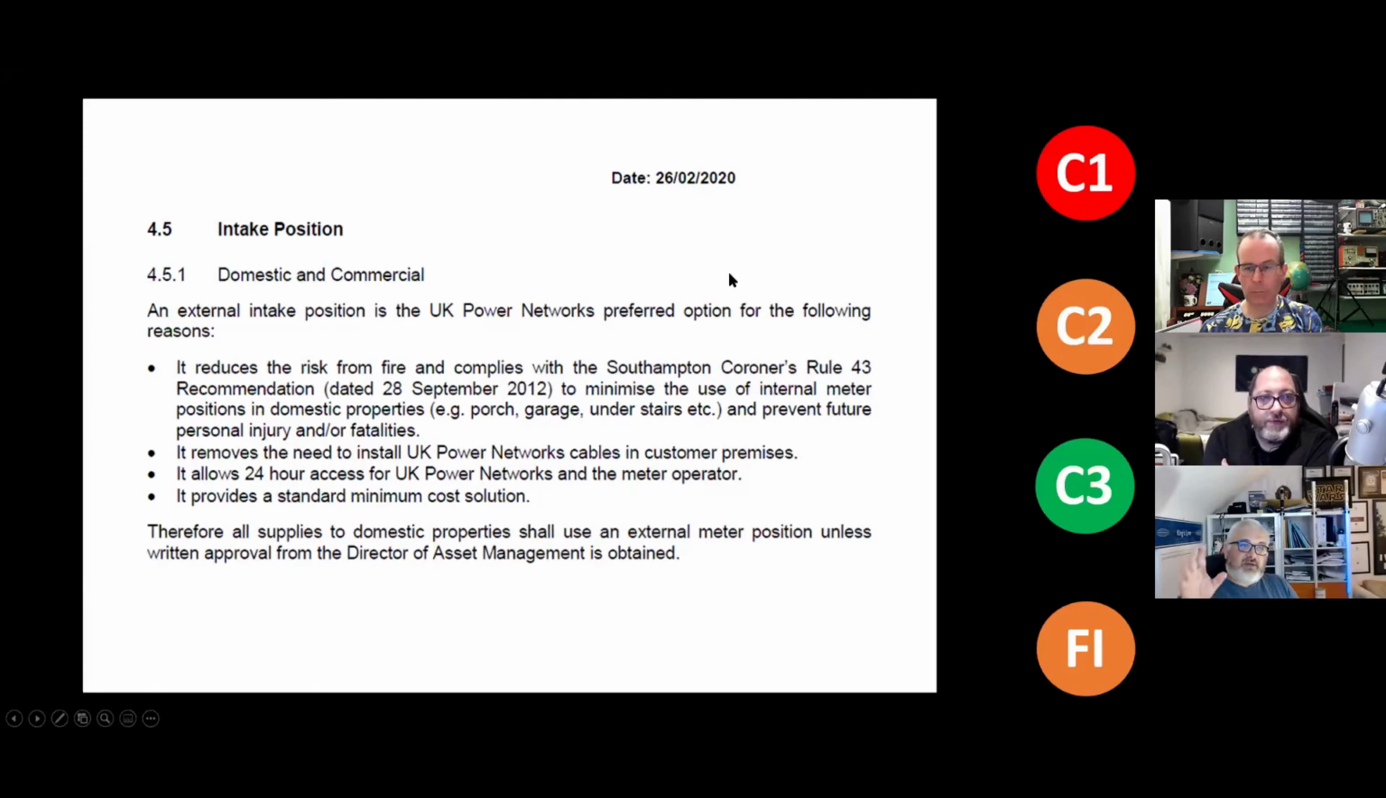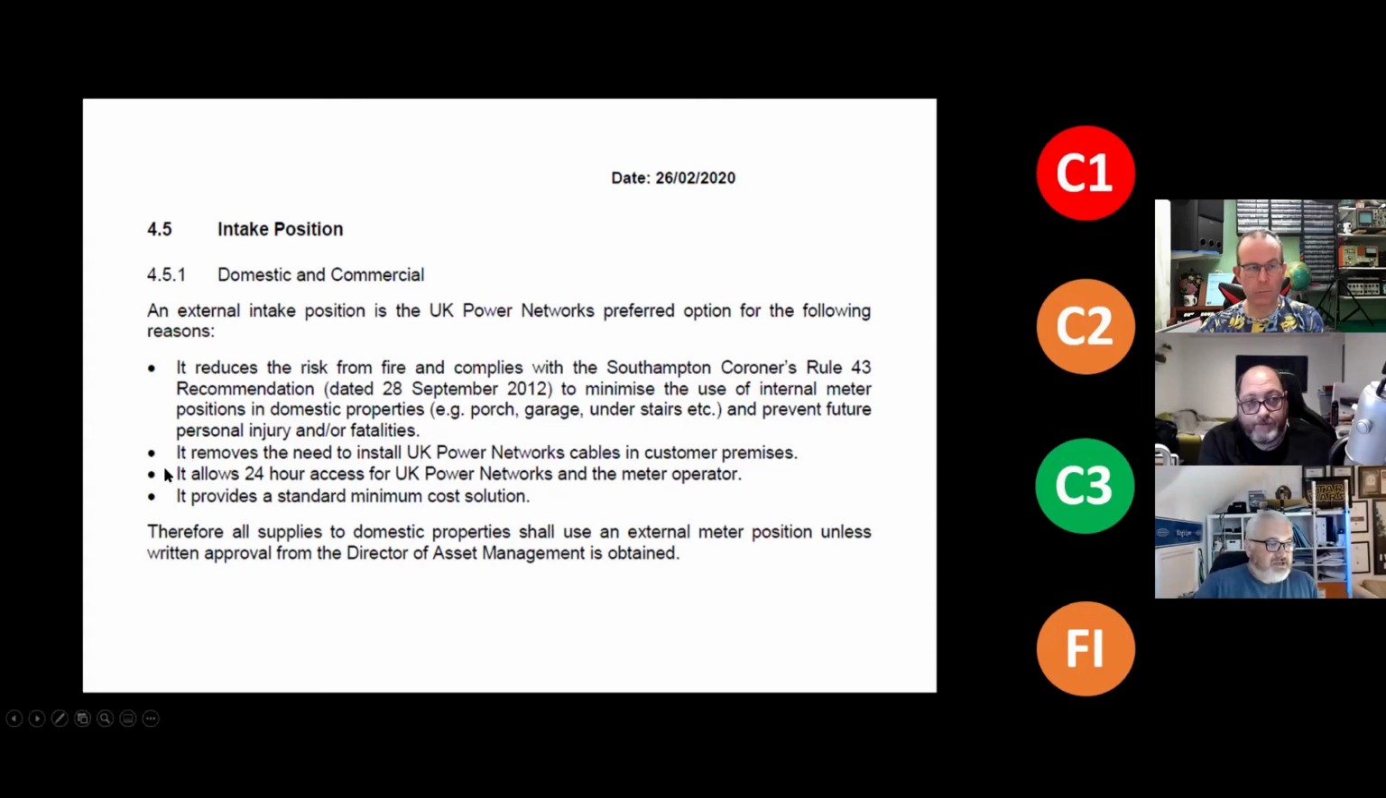So we've shown some meter boxes in this. And a lot of people on social media have asked the question, why do I have external meter boxes? I want them inside the house. Yeah. So the reason being is, and this is in the standards that are publicly available, it reduces the risk from fire and complies with Southampton Coroner's Rule 43, which, Dave, you have mentioned before on your webinars regarding premature collapse, which is where the coroner can write to various bodies and say, please improve.